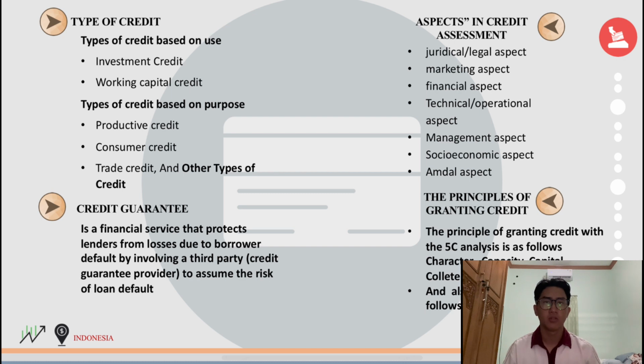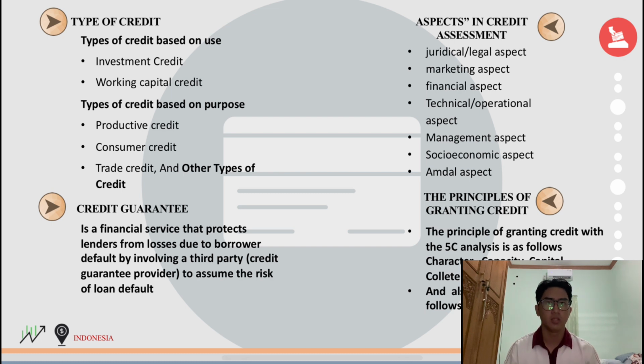Now I will explain about credit guarantee. Having a credit guarantee makes it safer because the guarantee can cover all bad credit, so that it makes it easier for banks to deal with customers if they experience bad credit. Types of collateral that can be used as loan guarantees by prospective debtors are: first, with guarantee. There are three types of guarantee.